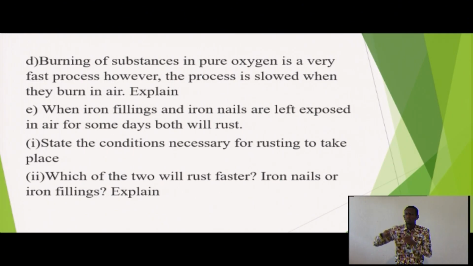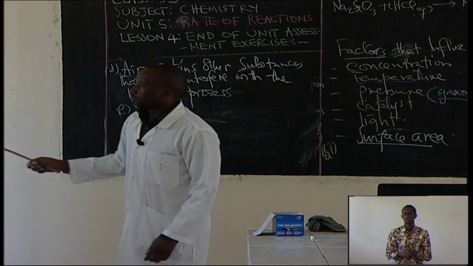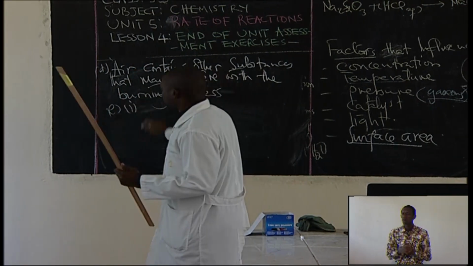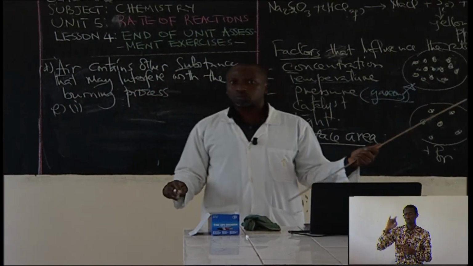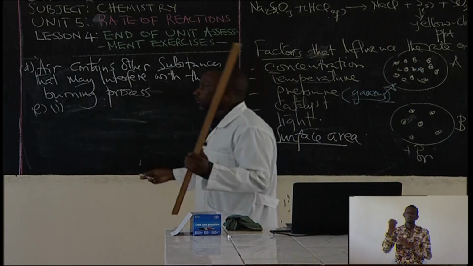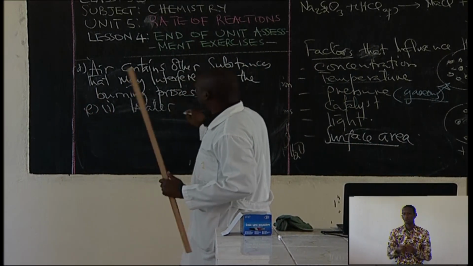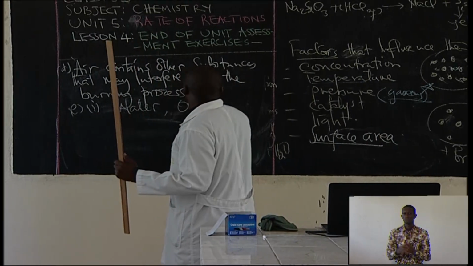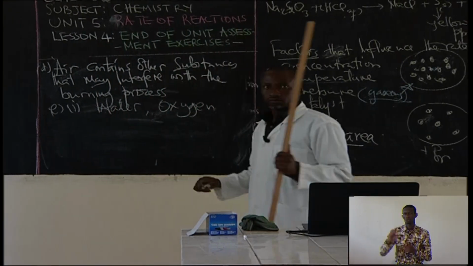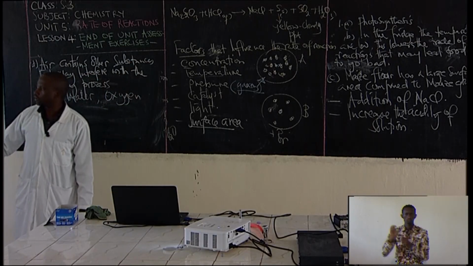This was part D, and then we have A, which is: state the conditions necessary for rusting. I think even primary 4-5 pupils can state the conditions for rusting. There must be presence of water, and there must be oxygen. Water and oxygen are the most necessary conditions for rusting.